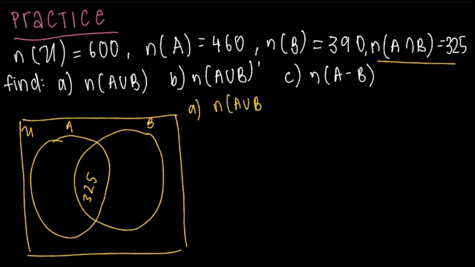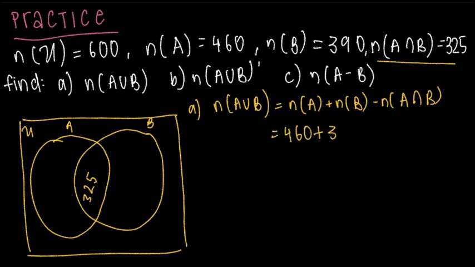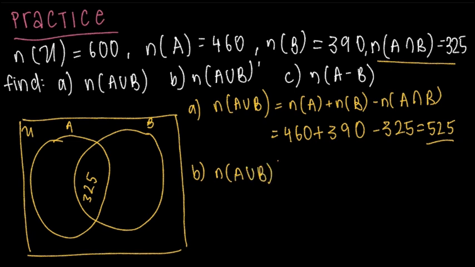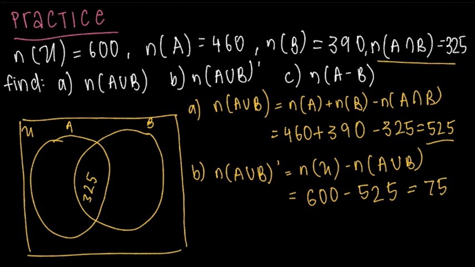So for part A of the problem, we need to find the cardinal number of the union. And thankfully, we already learned a formula about that 2 slides ago. So let's directly apply it. We just substitute everything in, and you do the math. And 525, yep. And then for the second part, we use the idea that the cardinal number of A union B complement is the universe minus the cardinal number of A union B. Yep, and again we can substitute our information. And yep, let's fill that in.